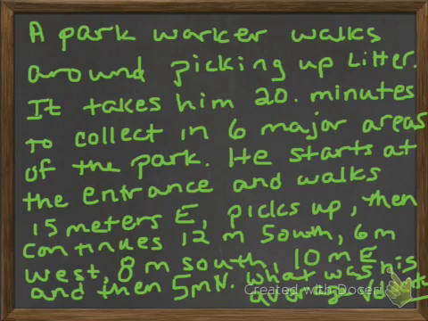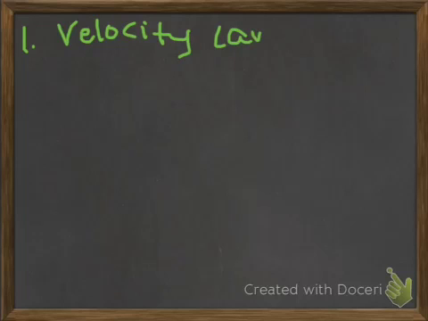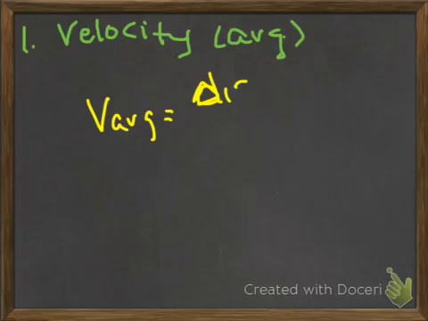This might look scary and overwhelming, but really it can be broken down into several simple basic steps. The first thing is we know that we're looking for velocity, and we know we're looking for an average velocity. What do we know about average velocity? Well, we know that the average velocity is equal to your total displacement over your total time.